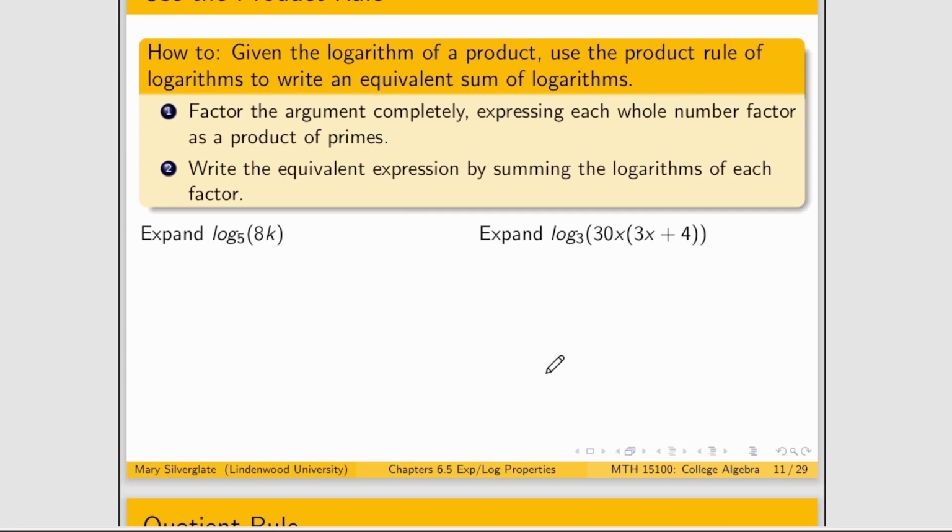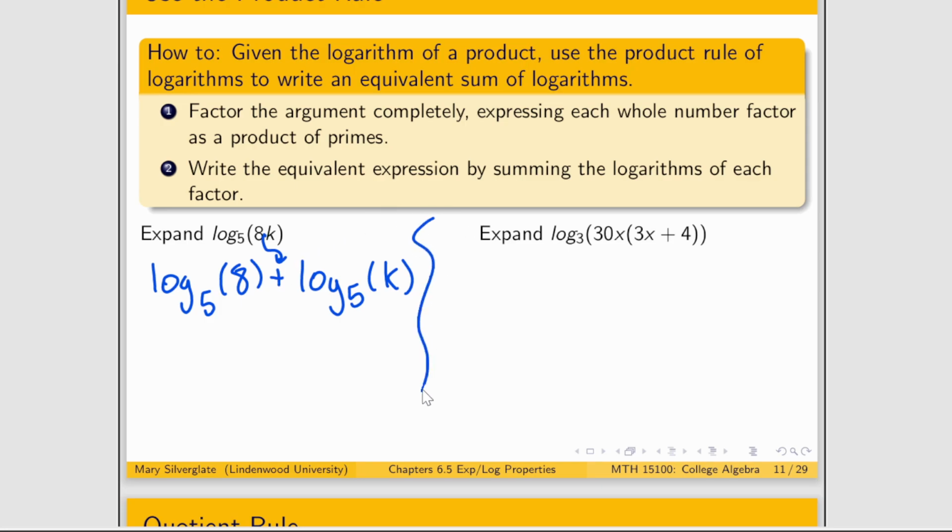So let's actually practice that. Here for this first one, if I see 8k, remember that's secretly 8 times k. So what does that multiplying inside the log become? It becomes adding outside the log. So in particular, that becomes log base 5 of 8 plus log base 5 of k. So that multiplication inside became adding outside. Go ahead and try this next one yourself, and it's okay if it takes you more than one step to completely break apart this multiplication.